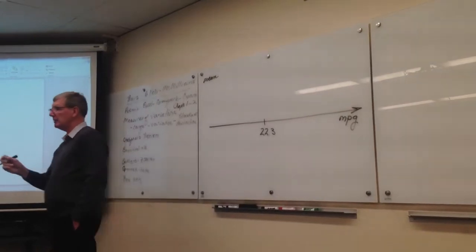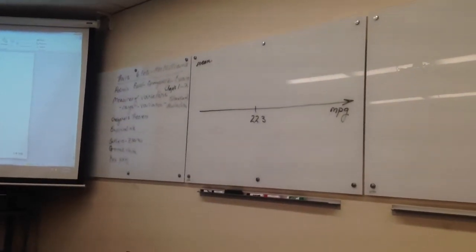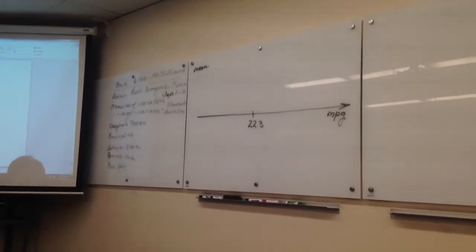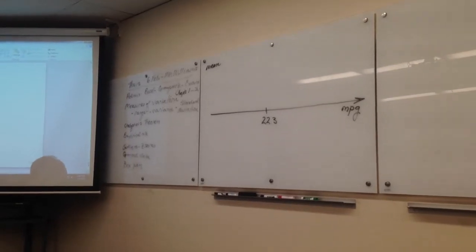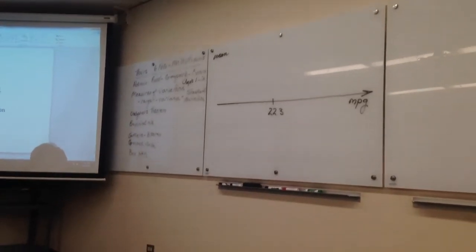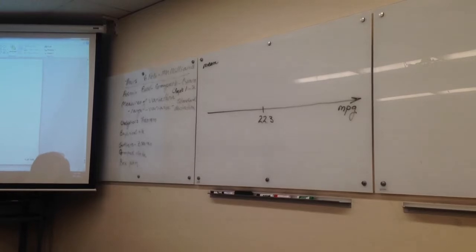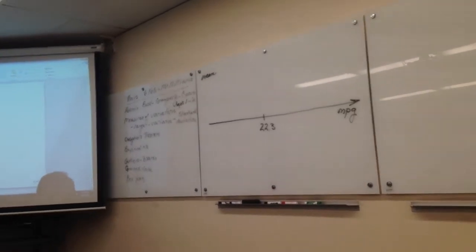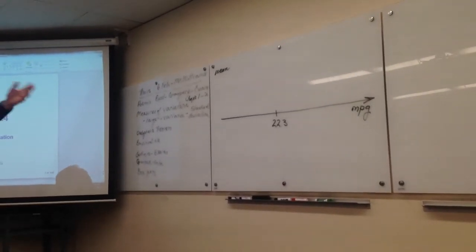miles per gallon. Now I say mean, that indicates that the manufacturer or somebody took a sample of maybe 50 cars, and they did miles per gallon, and took the average of the 50 cars' miles per gallon. That makes sense to everybody? And that's what we learned last time. That's a measure of center.